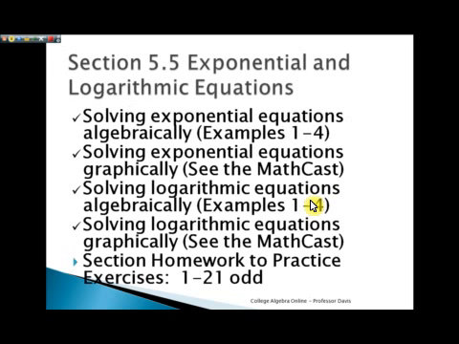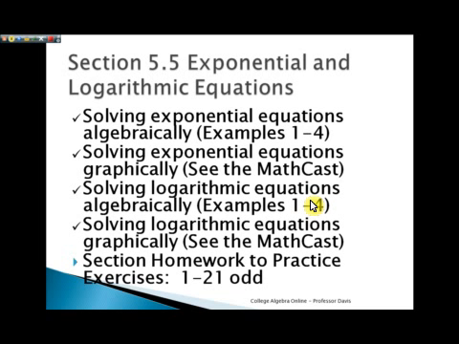Then in Section 5.5, that's where we actually solve exponential and logarithmic equations. And I guess the emphasis here is on exponential equations. So if we take a look at examples 1 through 4, those go through many different ways that we can solve exponential equations using the techniques we talked about earlier in the chapter.